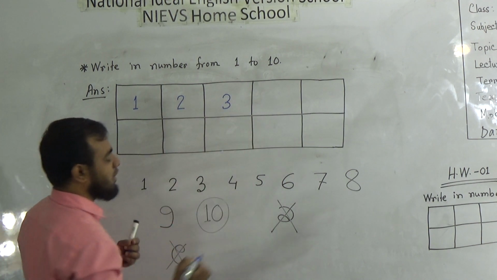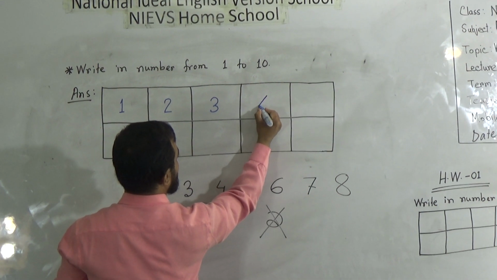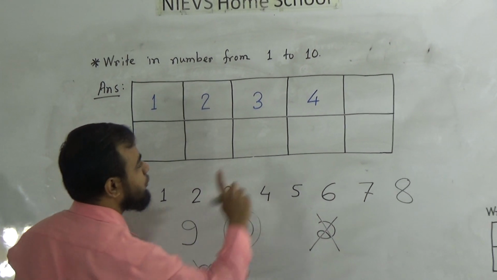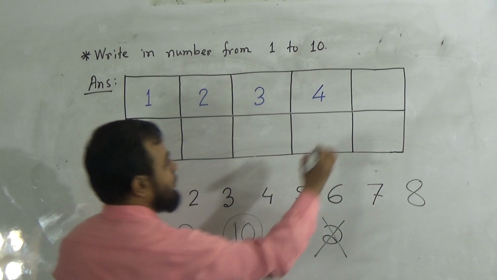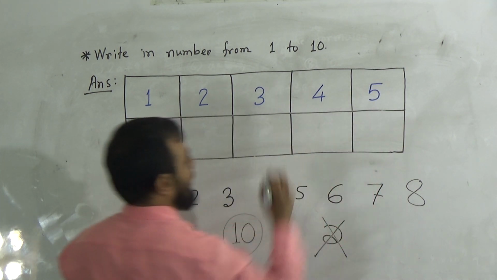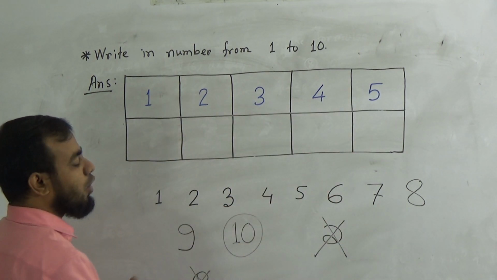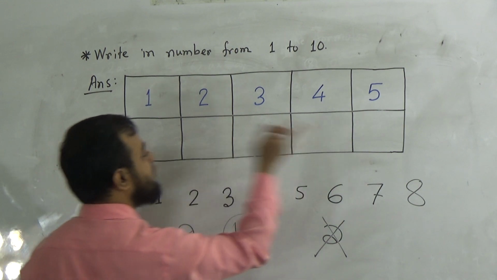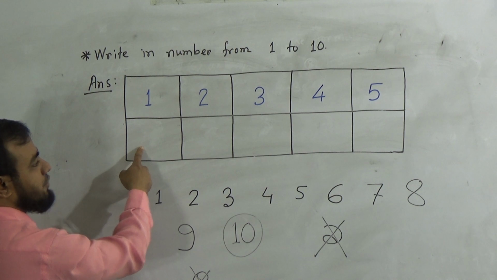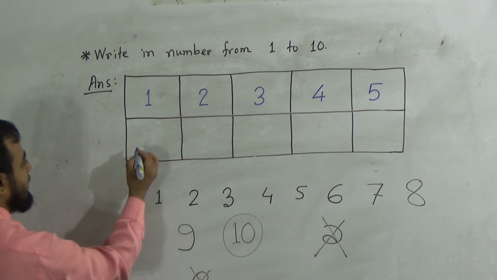After 3, the number comes which is 4. 4 is like this way. I have written down here already. This is 4 in the next box. And my dear students, after 4, the number comes which is 5. 5 is like this way. This is number 5. Okay, now we have finished this first row. Now where should we write down the next number? The next number should be written in the first column. That means here, in the left. After 5 we have the number 6. So 6 should be written in the first column, second row.